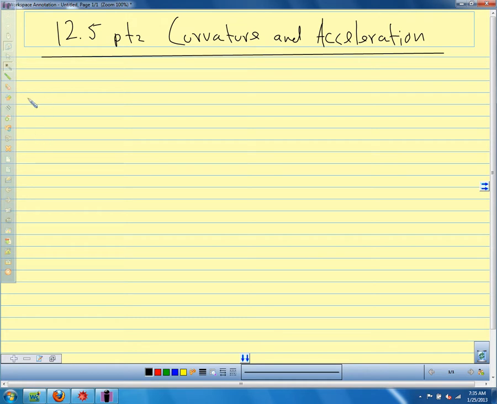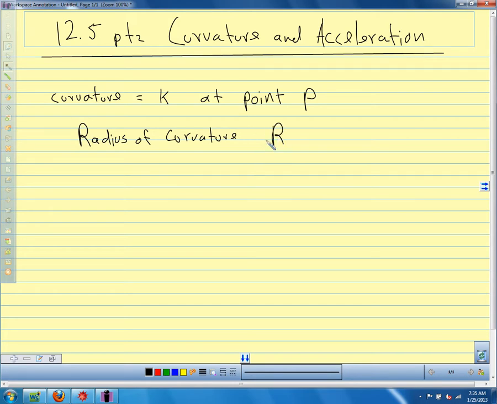So when we came up with our expression for curvature, we said if our curvature equals k, that was the symbol we used for curvature, at some point P, the radius of curvature was the reciprocal of the curvature. We're going to use a capital R for radius of curvature. Some books will use rho for the radius of curvature. And we said that was 1 over k.